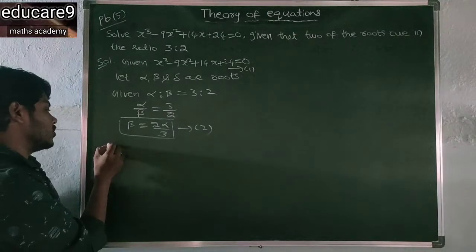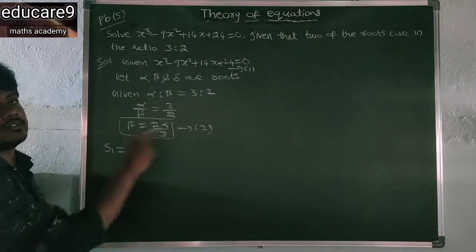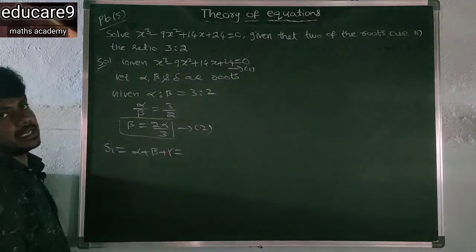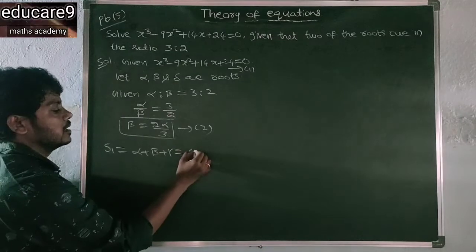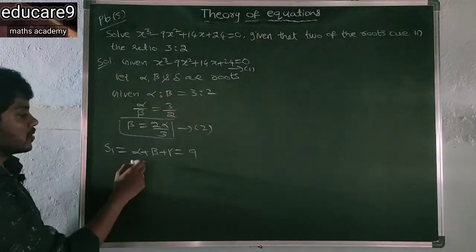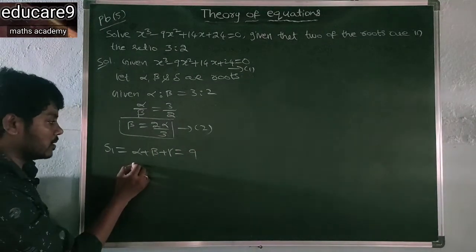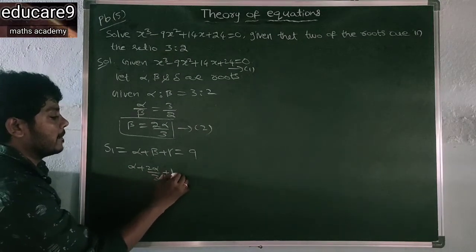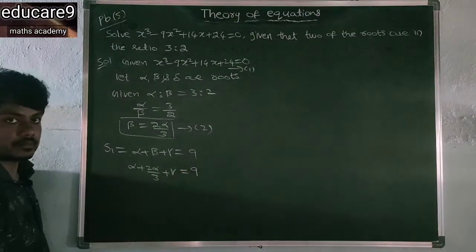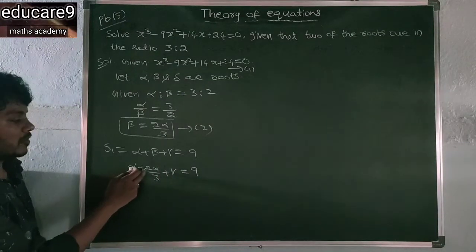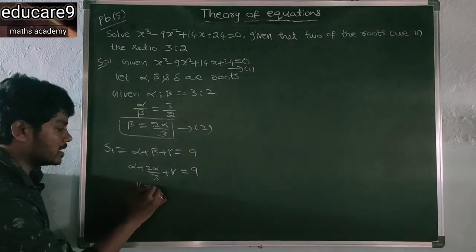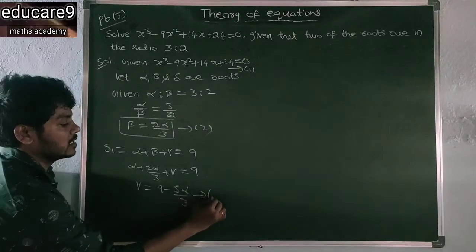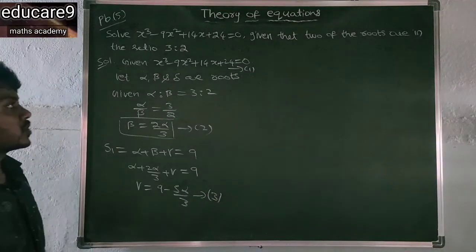Now find S1. So what is S1? Sum of the roots. That is alpha plus beta plus gamma, minus C1 by A0. That is 9. So what is beta value? 2 alpha by 3. So alpha plus 2 alpha by 3 plus gamma is equals to 9. So how much is this? 5 alpha by 3. So gamma is equals to 9 minus 5 alpha by 3. This is equation 3. Now find S2.